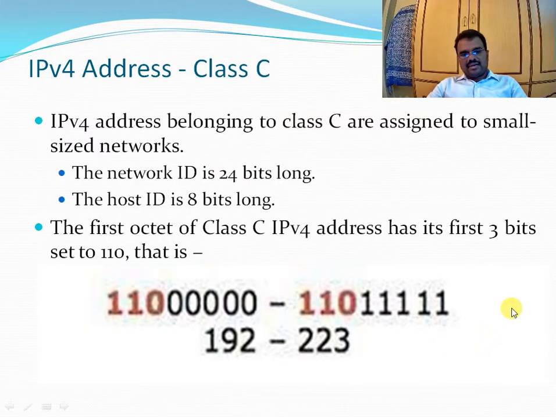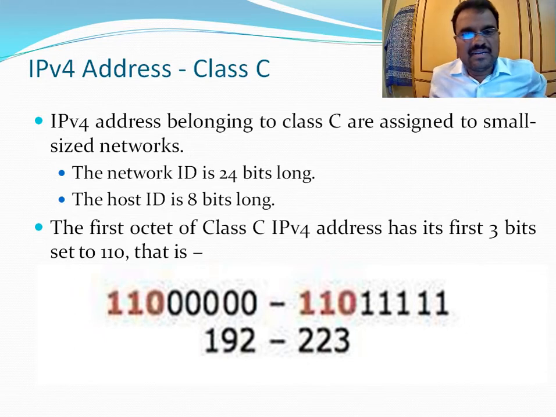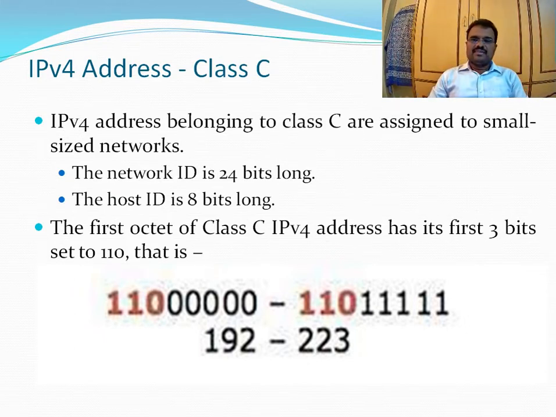And the class C addressing scheme. IP version 4 addresses belonging to class C are assigned to small size networks. Here, the network ID is 24 bits long and the host ID is 8 bits long. The first octet of a class C IP version 4 address has its first 3 bits set to 110. That is, the first 3 bits 110 indicate that it is class C addressing. Here also we can see class C addressing indicates 110.